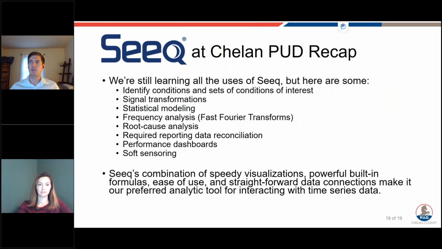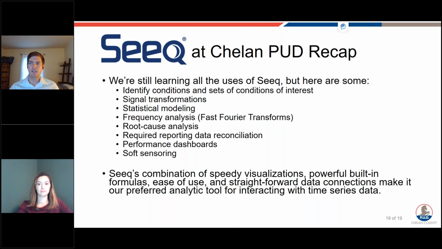To wrap things up, we're still learning all the uses of Seeq, but here are some of the things that we've done. Identifying conditions and sets of conditions of interest, transforming signals, statistical modeling, and frequency analysis, like fast Fourier transforms, are built in. You can do root cause analysis really easily by leveraging those combinations of conditions.